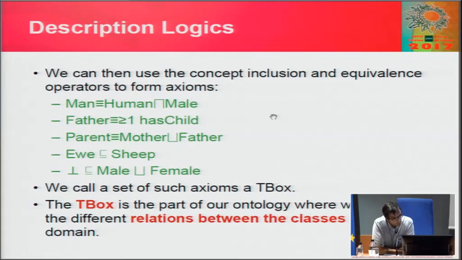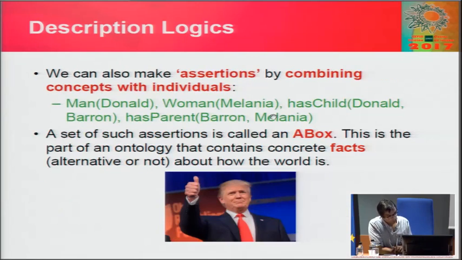And as I've said, within the ontology domain, a set of such axioms goes under the name of a T box, and the T box is really the part of our ontology where we describe the different relations between the classes in the domain.